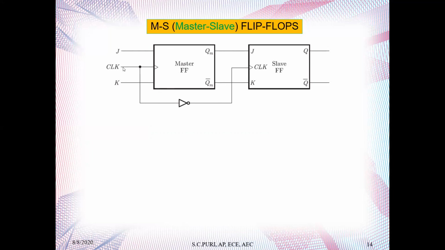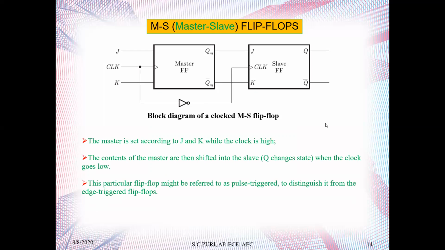And the clock, you can see here, is connected with the help of an inverter with another clock. So this is the block diagram of a master slave flip-flop. So what will happen? The master is set according to JK while the clock is high. The contents of the master are then shifted into the slave when the clock goes low. This particular flip-flop might be referred to as pulse triggered to distinguish it from the edge triggered flip-flop.